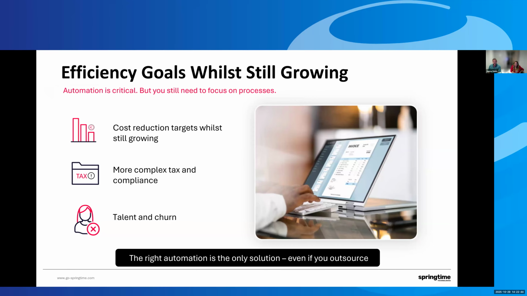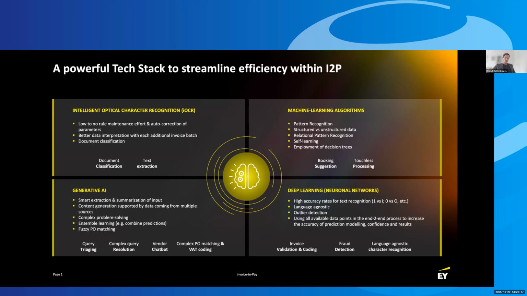Now, one of the things that we have seen in GBS for a large number of years is this 5% cost reduction target year on year, whilst you're growing and dealing with more complexity. So we've talked a little about tax and compliance and talent and churn, but I would like to now pass over to Helma Rattenberger, who's going to talk to you about how EY have been dealing with this issue. And over to Helma. Thank you, Stephen.